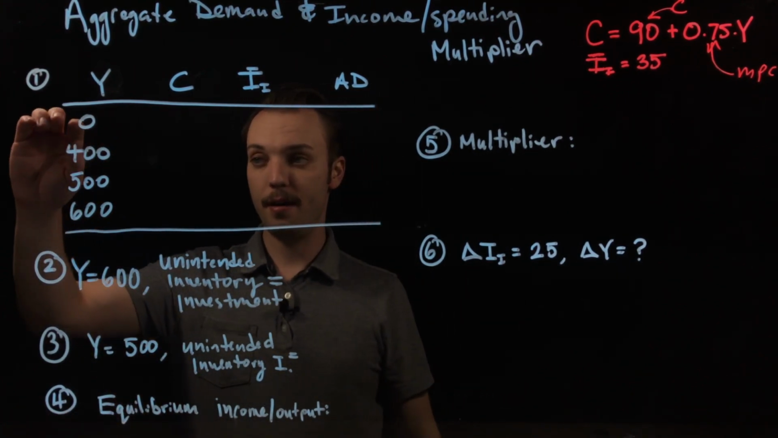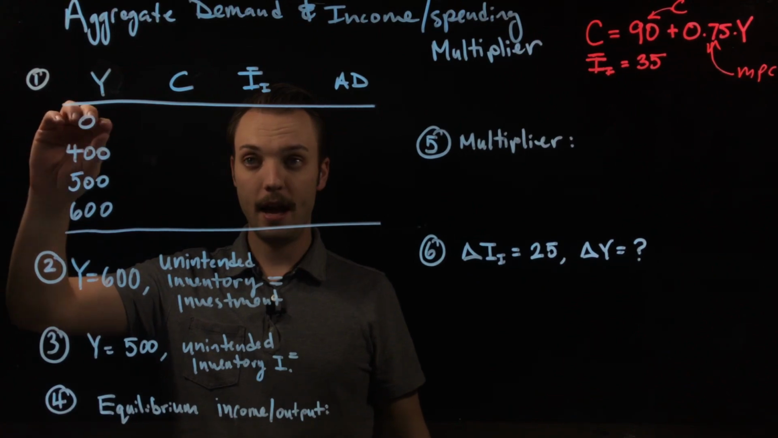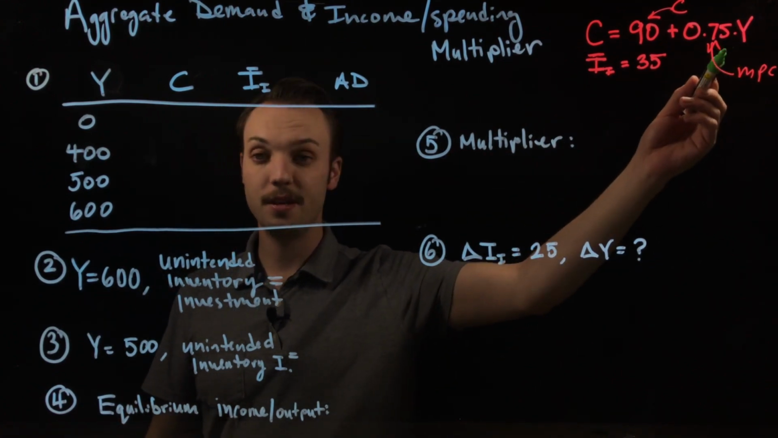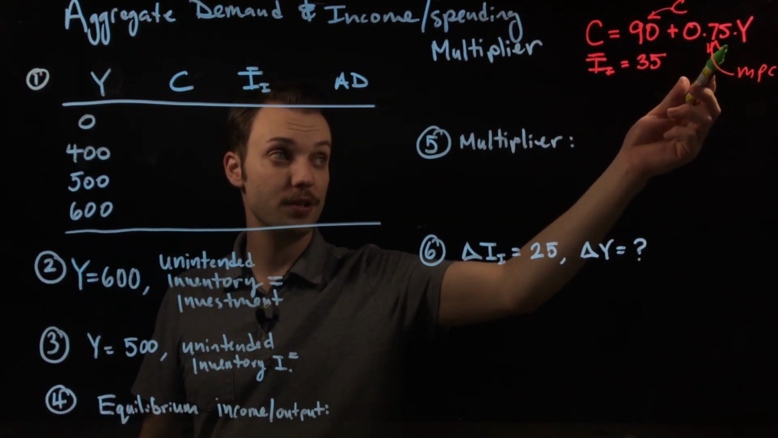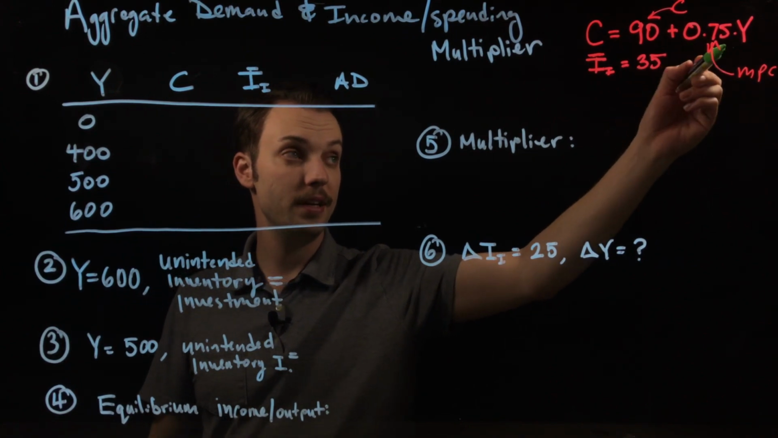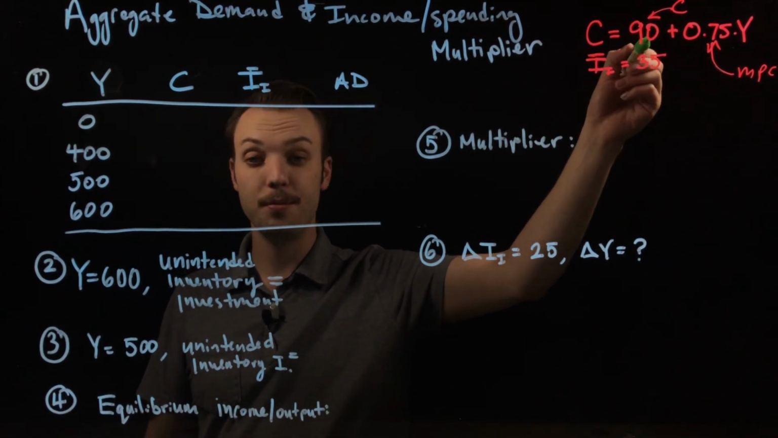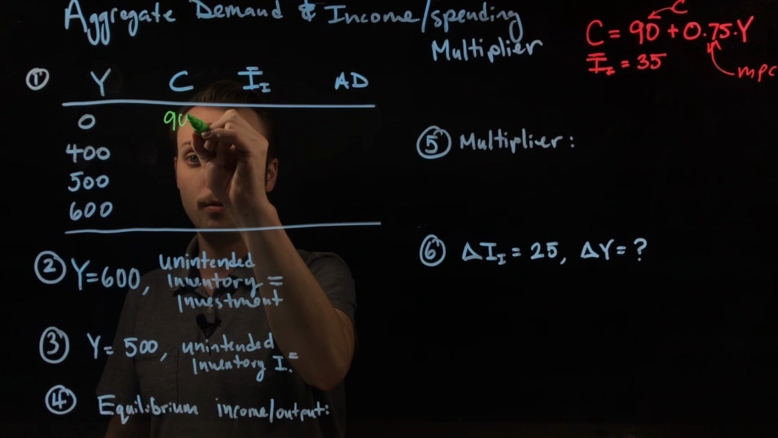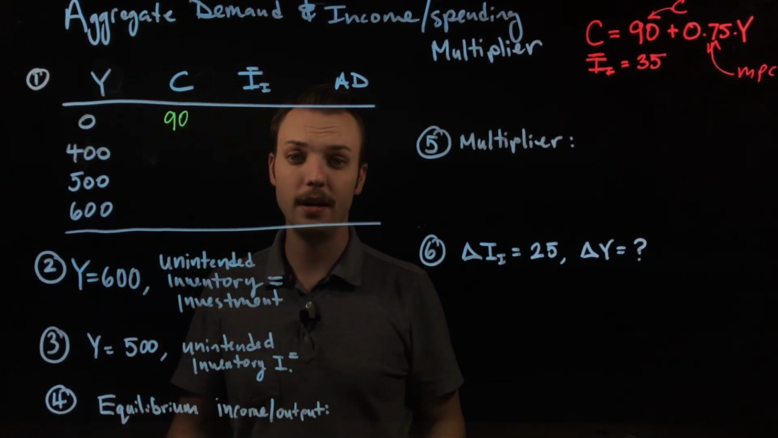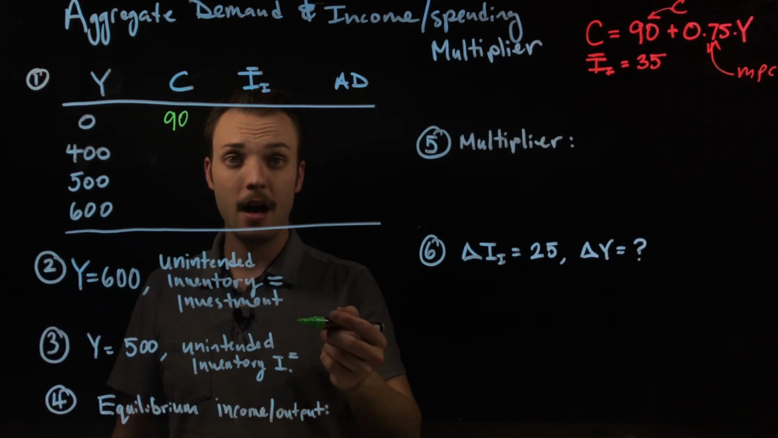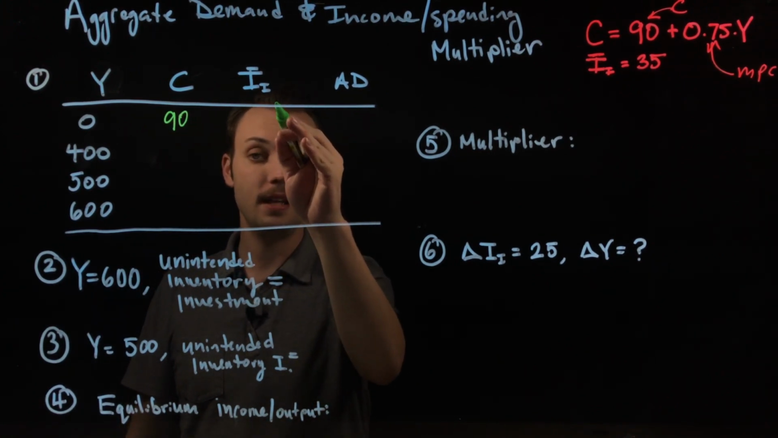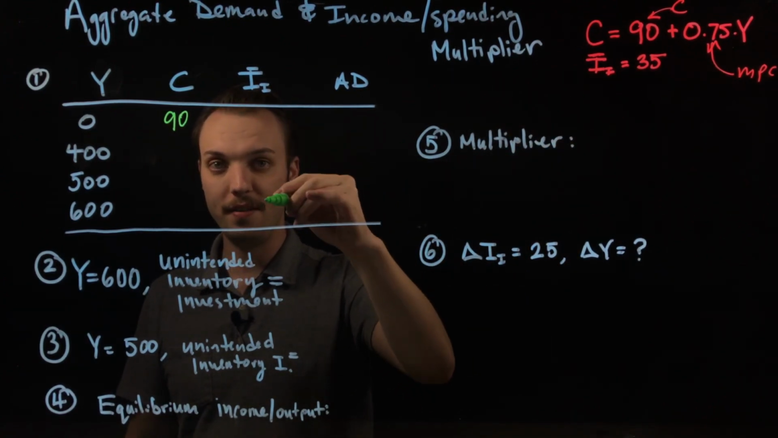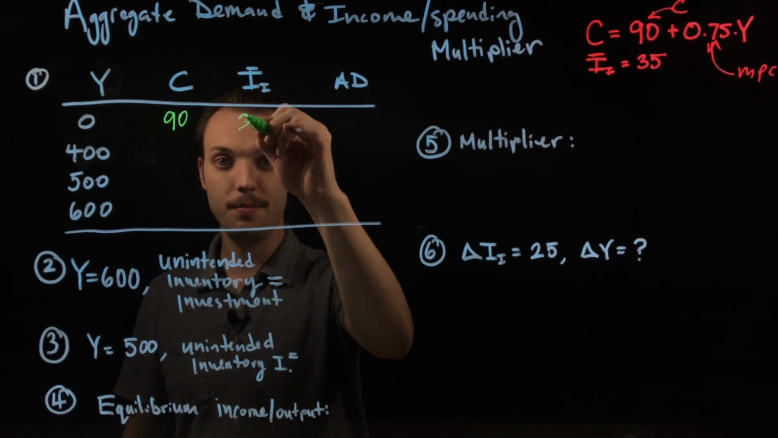So if we start with the first case where income is 0 and we want to calculate consumption, all we do is plug 0 in for Y in this consumption function. So of course, this component is 0, and consumption is just equal to autonomous consumption. So 90 would be the value of consumption if income were 0, right? We also know that intended investment, at least in this model, is going to be fixed for any level of income at 35. So we can just go ahead and put 35 down in this column, because it's always going to be the same.